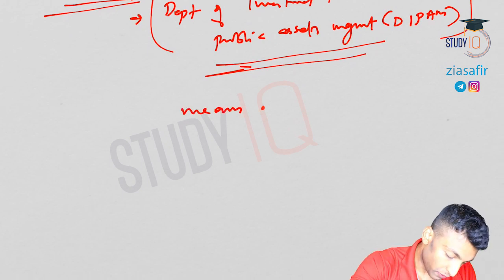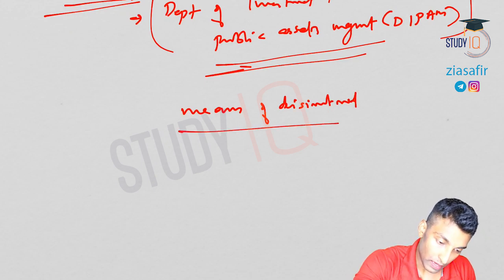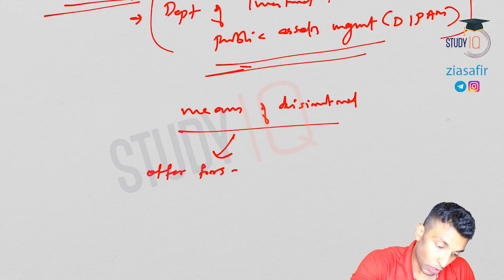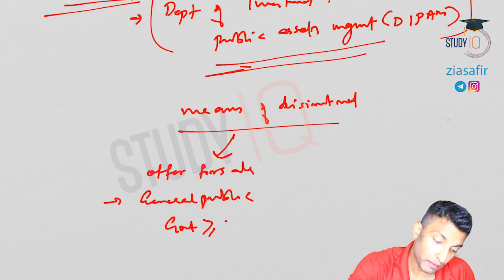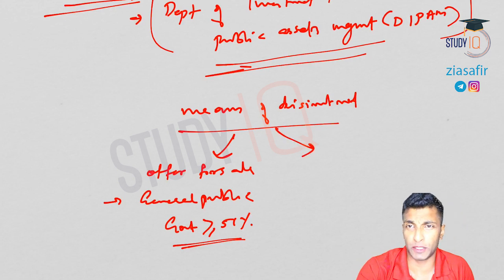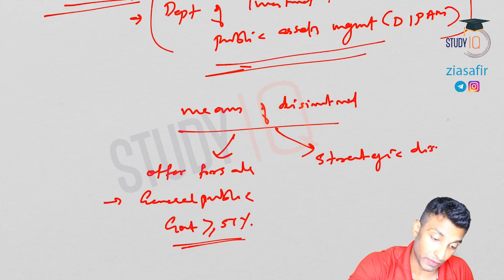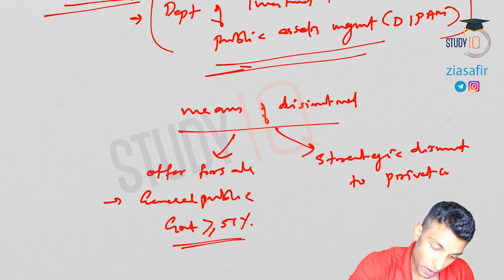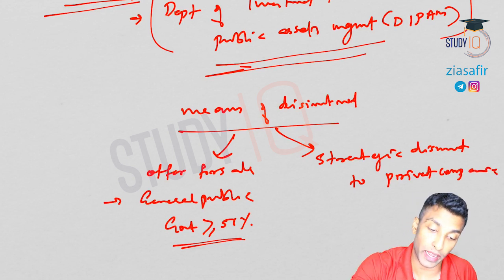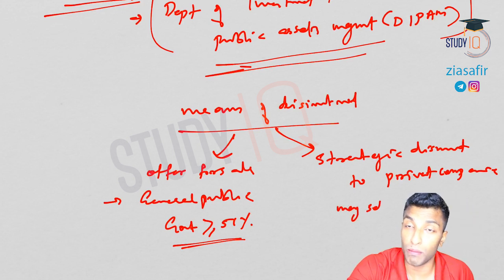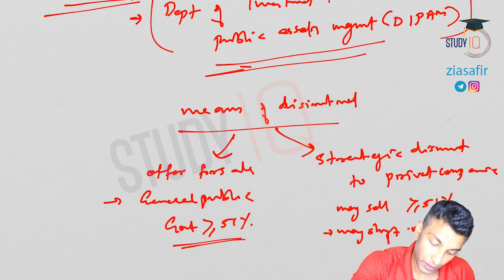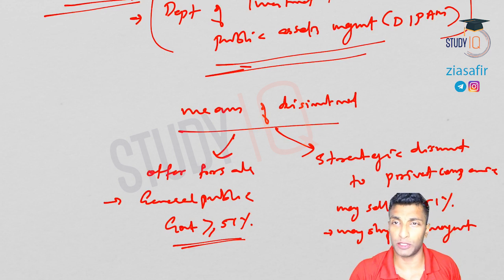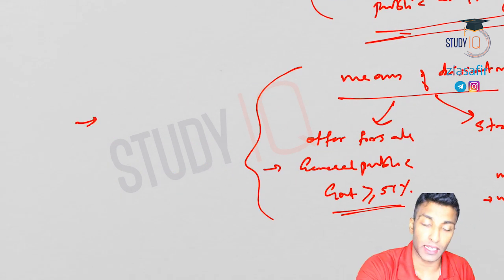Okay. So now means of disinvestment. If you talk about means of disinvestment, either you will offer for sale to the general public, and government may retain 51% minimum ownership, that means management of the company, or the other one, as I have already told you, strategic disinvestment to private companies who have expertise in that particular area. So here government may sell more than 51%, so that management will also be shifted. May transfer the management also. So who will take care of this? Niti Aayog will suggest the means and routes of disinvestment on a case by case basis.